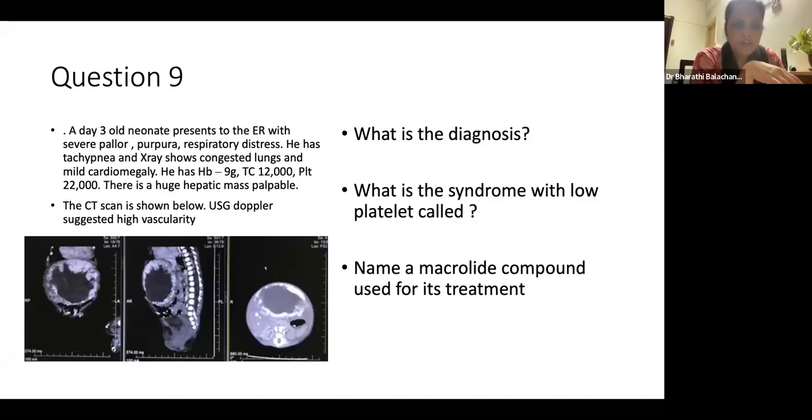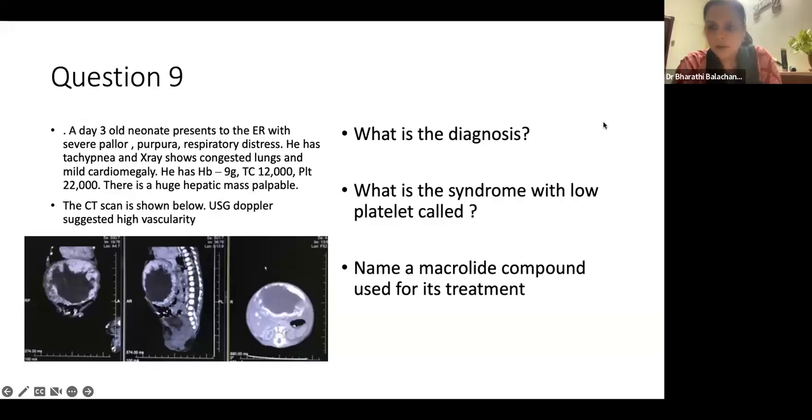So this is a CT scan of the abdomen, which is showing the liver mass. And in addition to this, the USG showed very high vascularity. So what are the most common hepatic masses in a newborn? What is the diagnosis? The second question is, if this syndrome is associated with low platelets, what is it called? And name a macrolide compound used for its treatment.